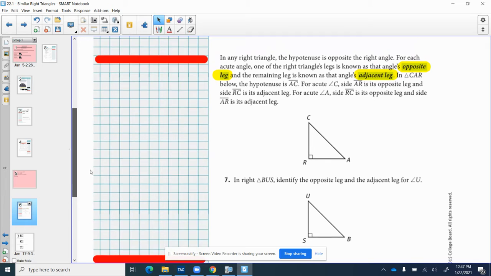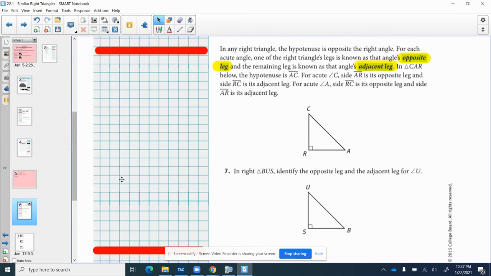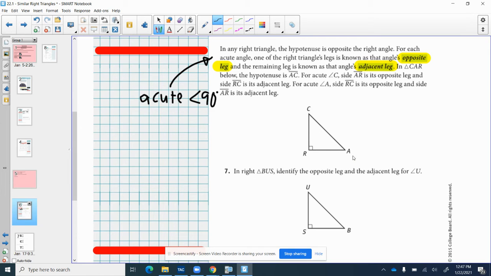Now, at the bottom of page 306, we see two different right triangles, and in any right triangle, the hypotenuse is opposite of the right angle. We've talked a lot about this with Pythagorean theorem because that is always our C value for A, B, and C. For the other two angles inside of our right triangle, they are acute angles. And reminder that acute angles are less than 90 degrees, right? Acute means that they are smaller than 90. And that's what the other two angles have to be. In this case, angle C and angle A are both going to be acute.